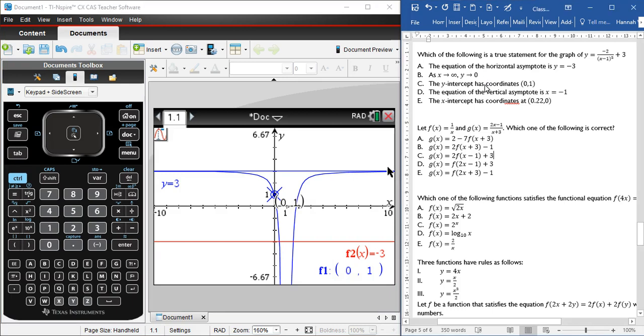So C is the answer, but just to do a little bit more practice, let's look at D and E to confirm that they're actually incorrect. D: the equation of the vertical asymptote is x equals -1. So once again, the asymptote is not going to be shown, but if you want to check that x equals -1 is not the asymptote, you can sketch the line x equals -1.